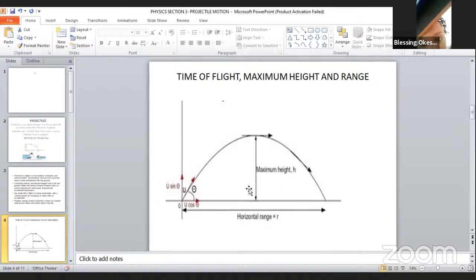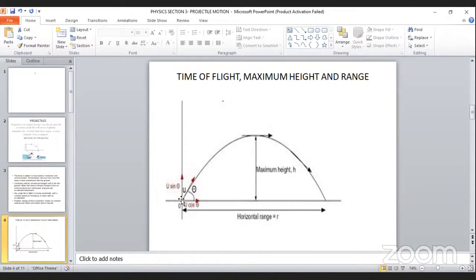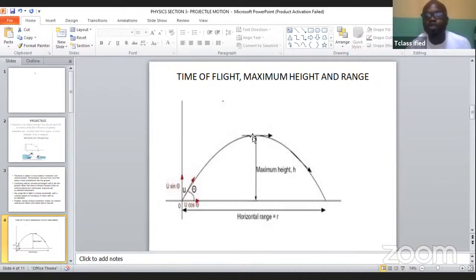That is the range. Maximum height is the vertical height from point zero to the topmost point where the projectile went before it came down. That is maximum height. Then there is what we call time of flight. Time of flight is the time taken for the projectile to move from point O to the maximum height, and then go down and come down. Whereas the time to reach the maximum height is the time from zero to this place. Time of flight is the time from zero to this place. So these are the most important things that you need to know.